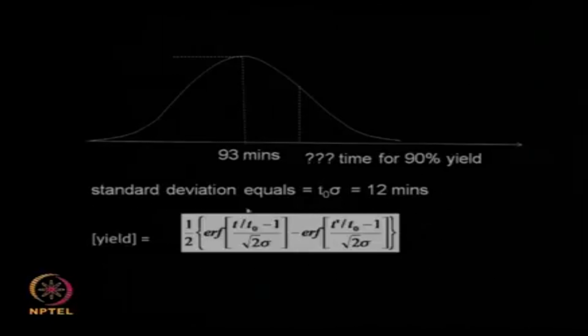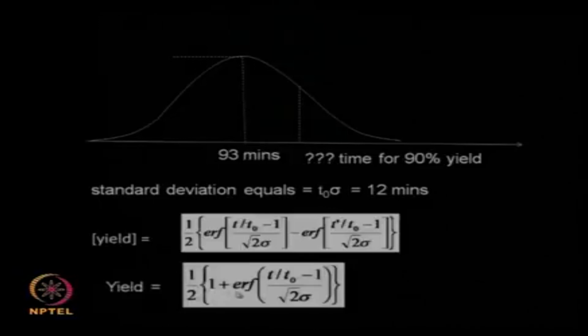This is a general equation for yield, which is half into erf of (T by T naught minus 1) divided by square root of 2 sigma, minus erf of (T dash by T naught minus 1) divided by square root of 2 sigma. But because my yield is going to be more than 50%, I will use the simpler equation, okay, half into 1 plus error function of (T by T naught minus 1) divided by square root of 2 sigma.